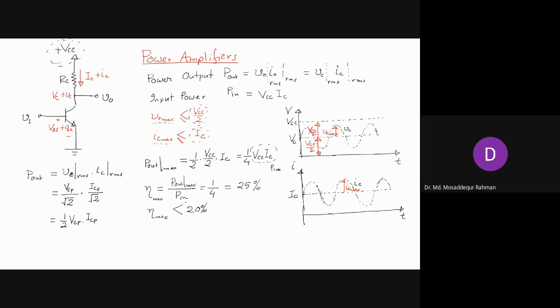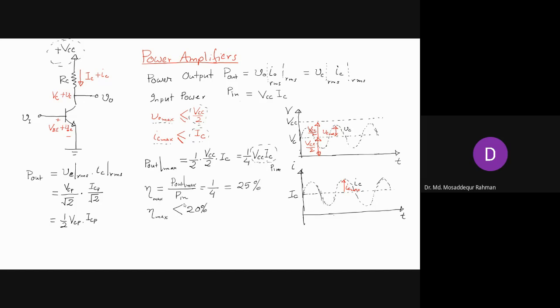I mean, draining out of the battery is one problem, but the bigger problem is that because of the huge temperature rise, it may ultimately damage your circuit. Is that clear, guys? Any question? No question? No, sir.